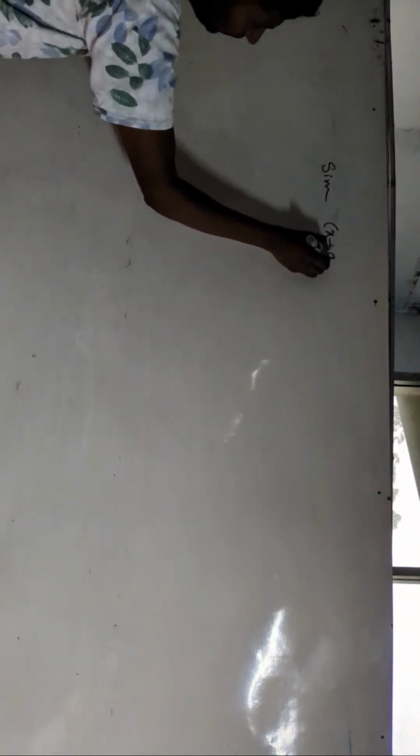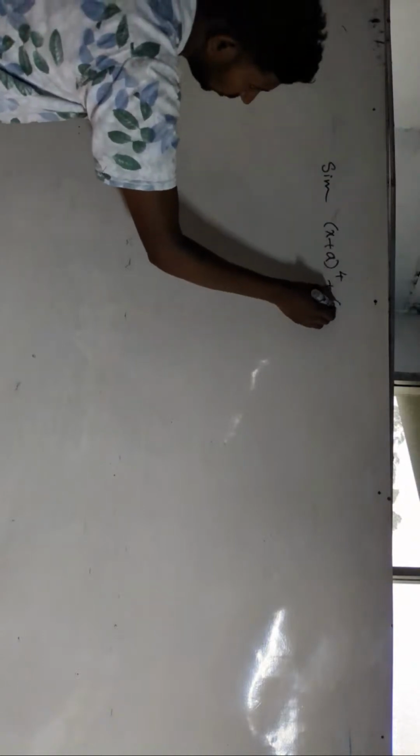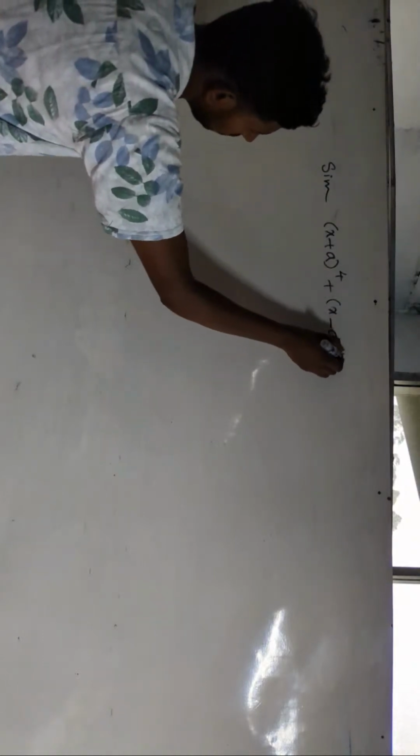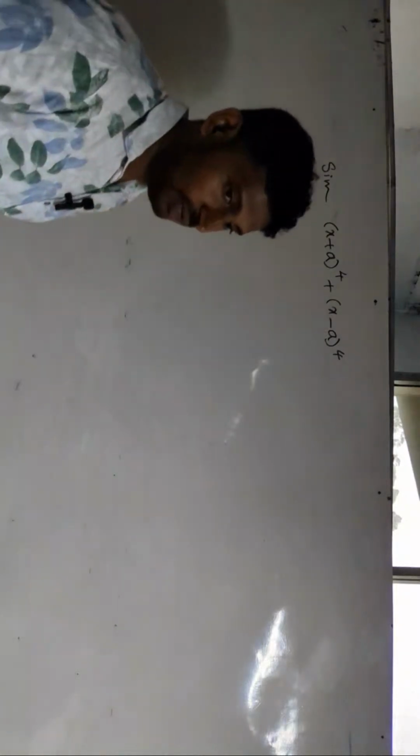Right. Write down this question after that. Simplify x plus a to the power of 4, plus x minus a to the power of 4. Right. Now there is a method to do this. So just look at here. How can we do this kind of a simplification?